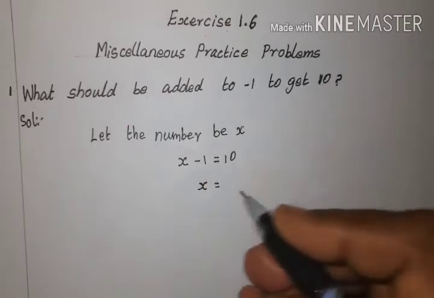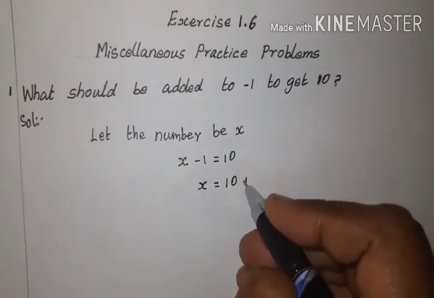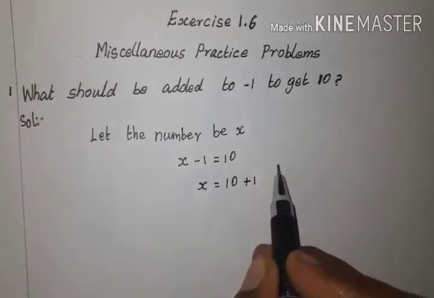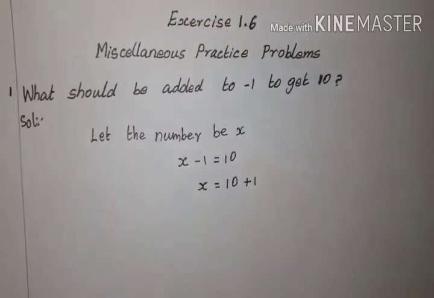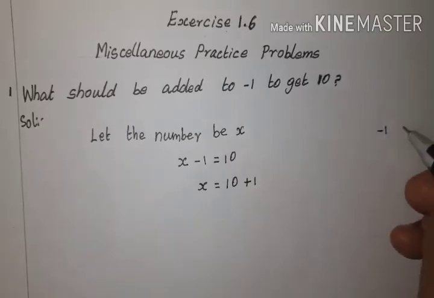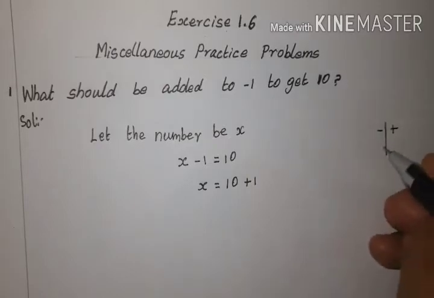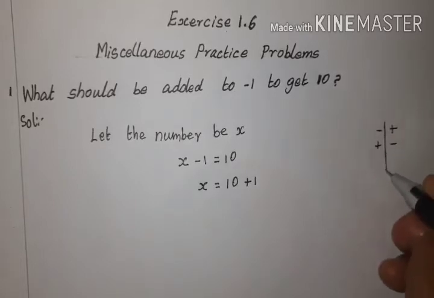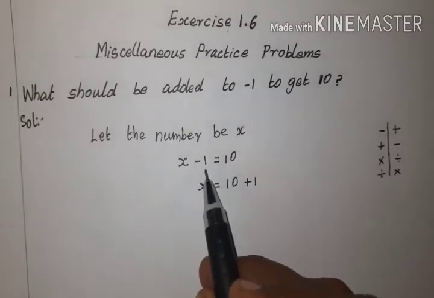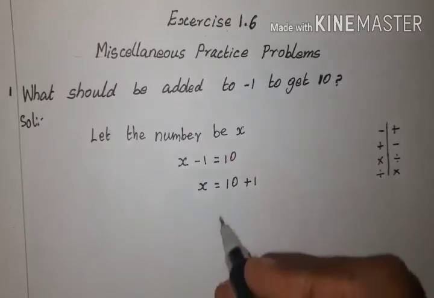So, minus 1 goes to the next side as plus 1. A negative value goes to the next side as a positive value. When a term moves across the equal sign, the sign changes: negative becomes positive, positive becomes negative, multiply becomes divide, divide becomes multiply. Here minus 1, so on the next side plus 1.